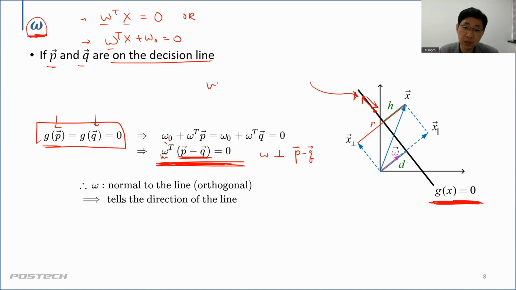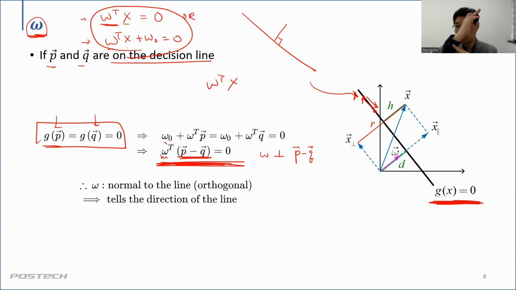So whenever you see this, omega represents that direction, I would say 90 degrees. That's the key: orthogonal or perpendicular. If omega is given, we know the direction of the straight line. If we have the straight line, we can get omega.